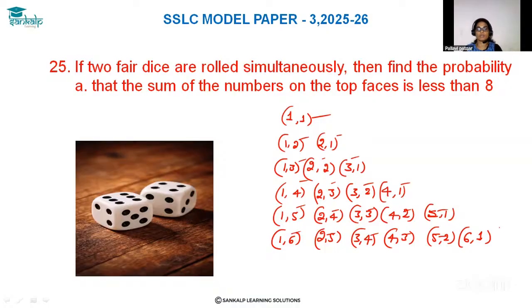So what is the favorable number of outcomes, n of A? If we consider this event as A, the favorable number of outcomes is 21. So if we calculate the probability, P of A is equal to favorable number of outcomes divided by the total outcomes. So this is 36. Okay, so simplifying further, 3 7s, 3 12s, so 7 by 12. So this is the probability of getting numbers less than 8. Thank you.